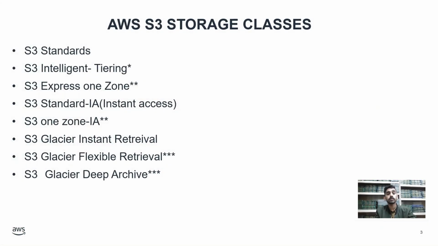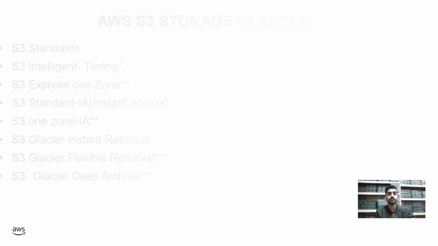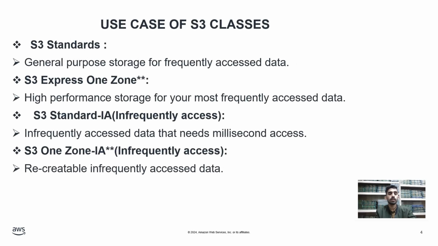Now moving to the next one, AWS S3 storage classes. There are different types of S3 storage classes like S3 Standard, S3 Intelligent-Tiering, S3 Express One Zone, S3 Standard Infrequent Access, S3 One Zone Infrequent Access, S3 Glacier Instant Retrieval, S3 Glacier Flexible Retrieval, S3 Glacier Deep Archive. Now we can discuss each of them one by one. Use case of S3 classes.